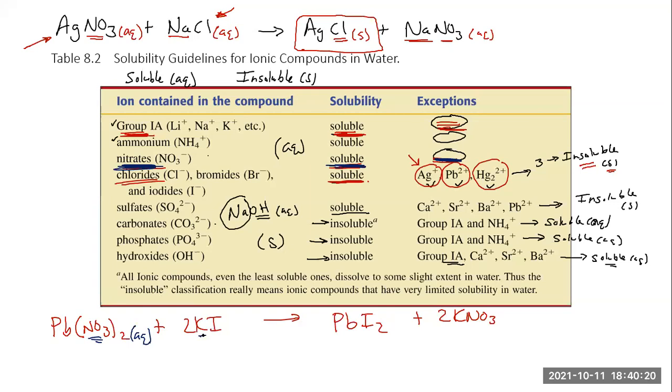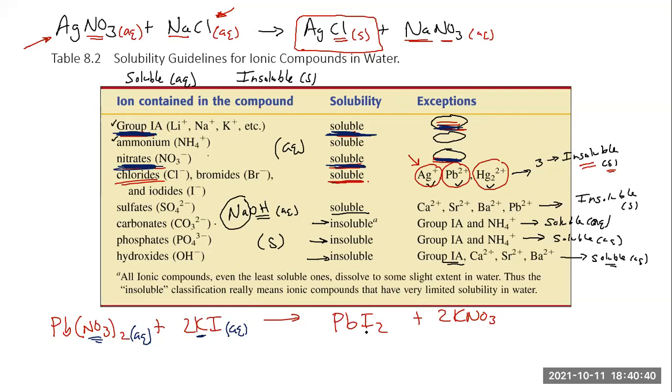When I look at this one, potassium is part of group 1, and it's soluble in everything, and there are no exceptions. So really that's as far as I need to look. Because there are no exceptions, I would also know that this would be a solution and get the aqueous symbol and be soluble in each other.